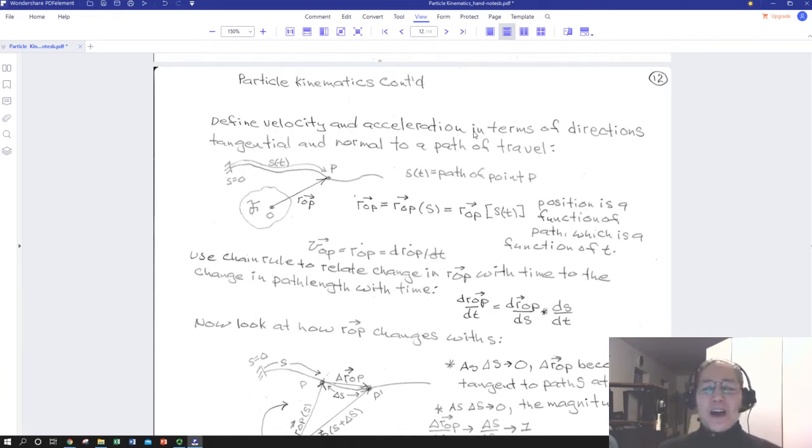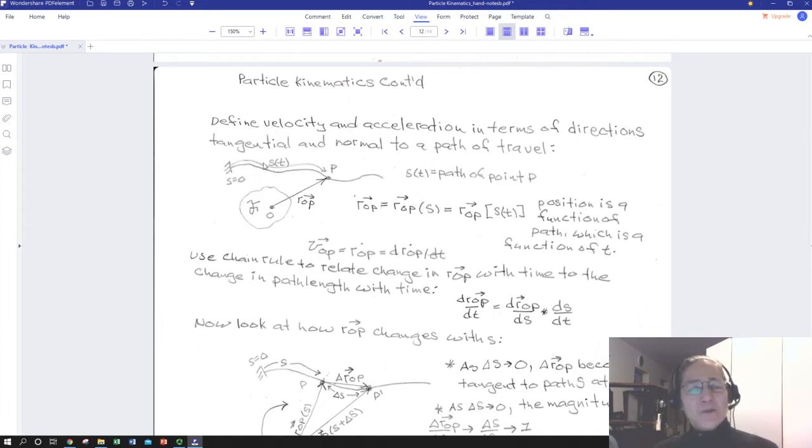So we're going to define velocity and acceleration in terms of directions tangent and normal to a path of travel. So we're going to start at a reference 0 point, our starting point out here in space with a little hatched marks kind of indicating this is maybe some starting surface that is our starting gate. And we're going to move along this path.